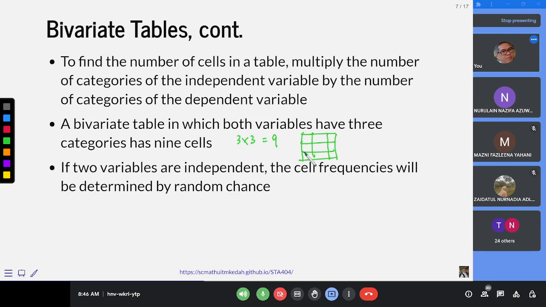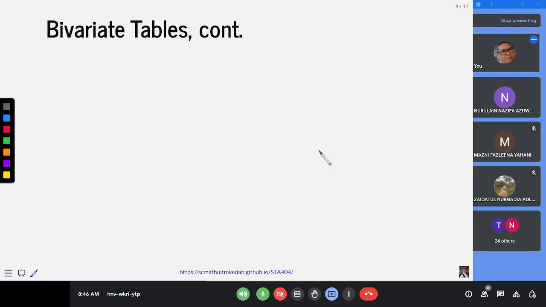If 2 variables are independent, the cell frequency will be determined by random chance. So apa yang dimaksudkan di sini? Kalau katakan 2 variable tersebut ada independent, the value inside the cell is by random. Okay, it's by random chance if they are independent. Okay.